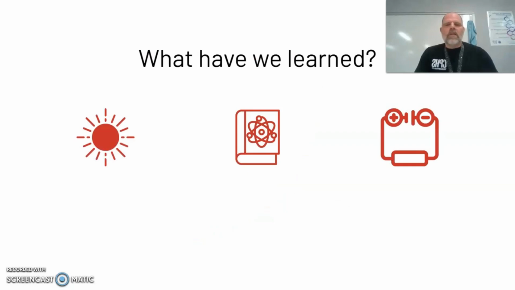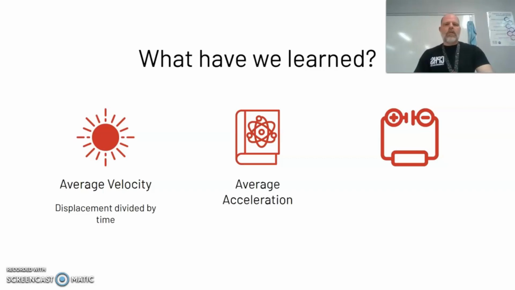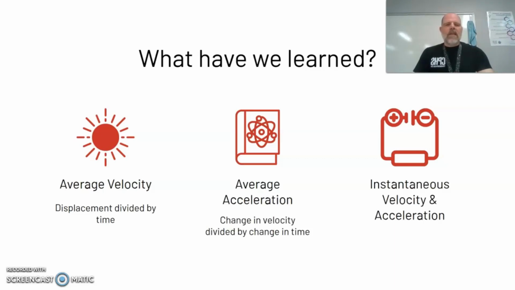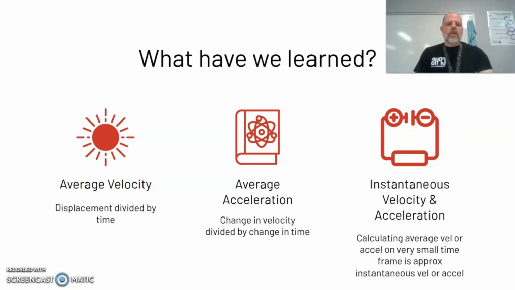So what have we learned in this lesson? We learned about average velocity, which is displacement divided by time. We learned about average acceleration, which is a change in velocity divided by a change in time. And we learned about instantaneous velocity and instantaneous acceleration, which we can approximate when we're calculating average velocity or acceleration on very small time frames. That's approximately the instantaneous velocity or the instantaneous acceleration.